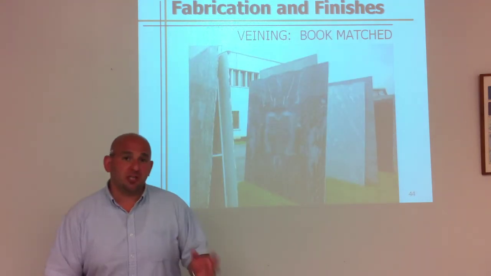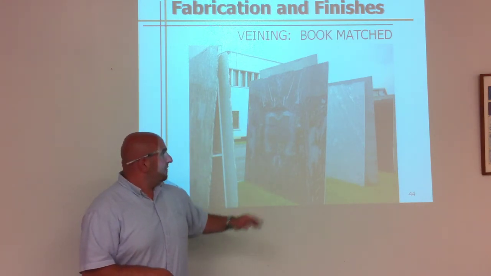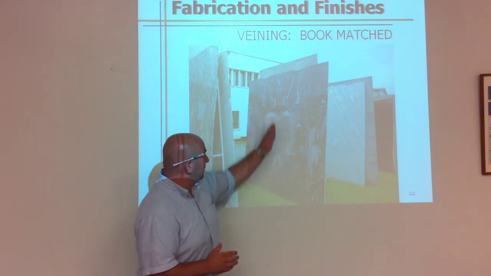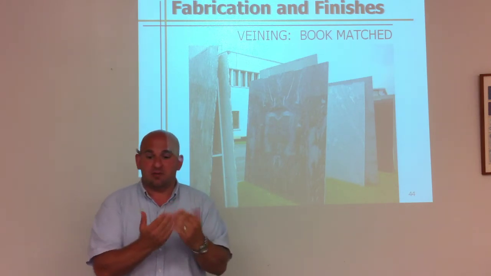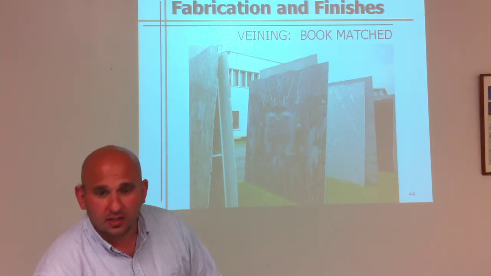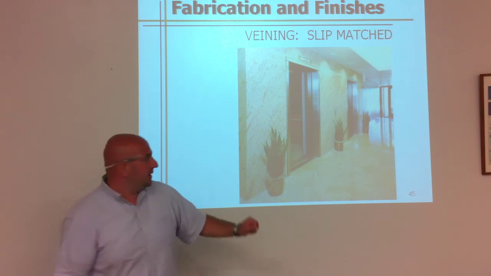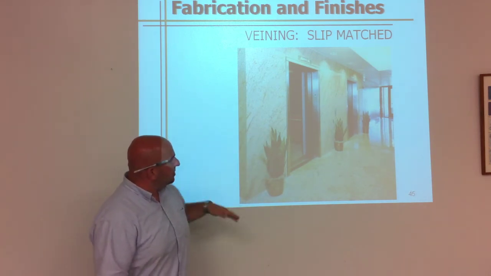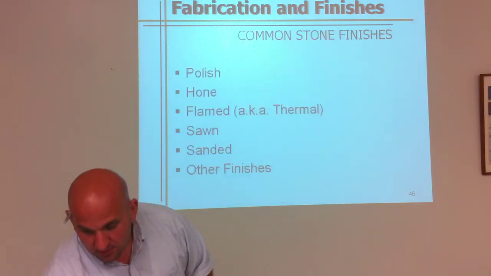A book match, which is much more common, many distributors like ourselves at Marble and Granite have slabs such as this, which is actually book matched. If you drew a line right down the middle in half, it's 2 slabs, and you put them together and it continues the same pattern. Very commonly done with some of the exotic stones especially. Another veining is called slip matched, and if you see all the veining on the walls here is all going in the same direction, that's considered slip matched.